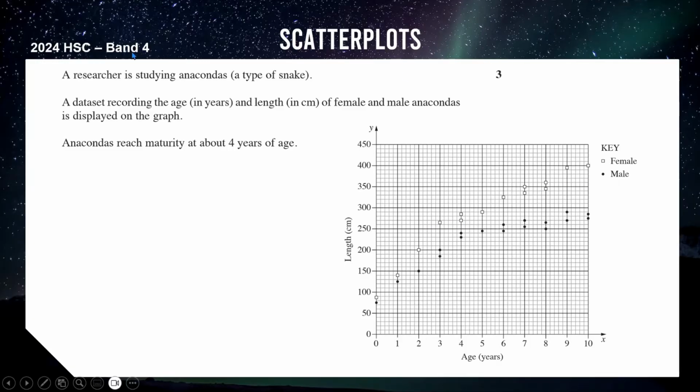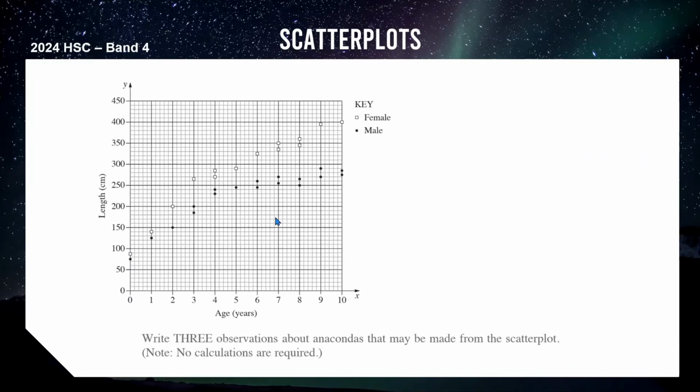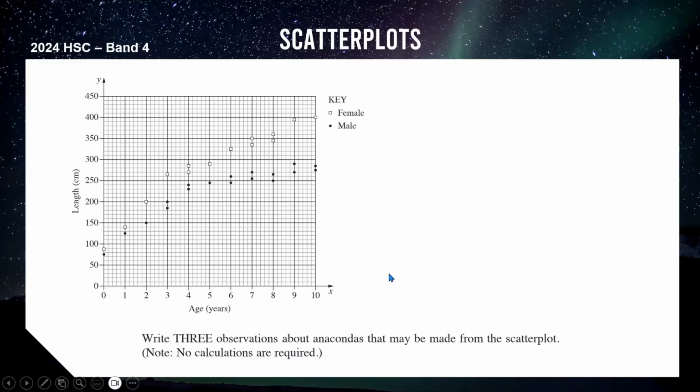This is taken from the 2024 HSC exam and it's a band 4 level 4 standard maths. Okay, now the actual question, once we're done reading the scatter plot and interpreting what's going on here, was asking us to write 3 observations about anacondas that can be made from the scatter plot with no calculations required. Okay, so having a look, what trends are we seeing in this scatter plot?